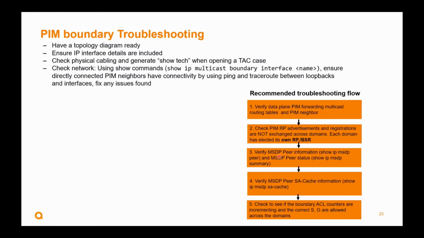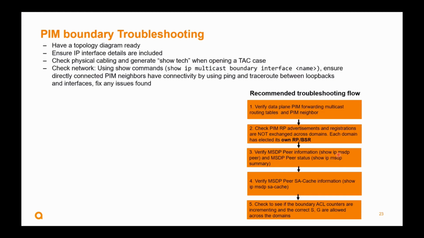And then verify, I've done that, but without MSDP, how am I going to exchange that information? How am I going to let the other domains know about the multicast source that I want them to know about? So I need to make sure my MSDP peering is good between the domains, and not only between, but also within if I have anycast rendezvous points.